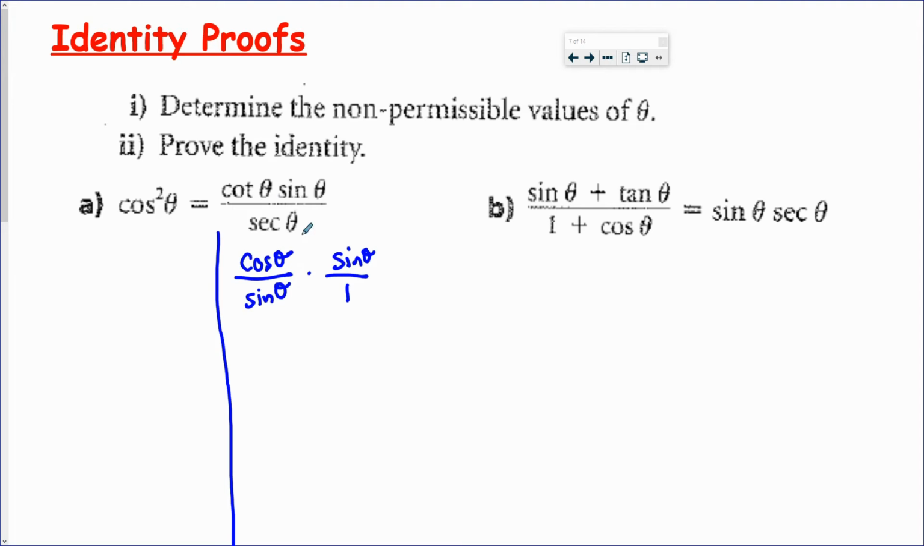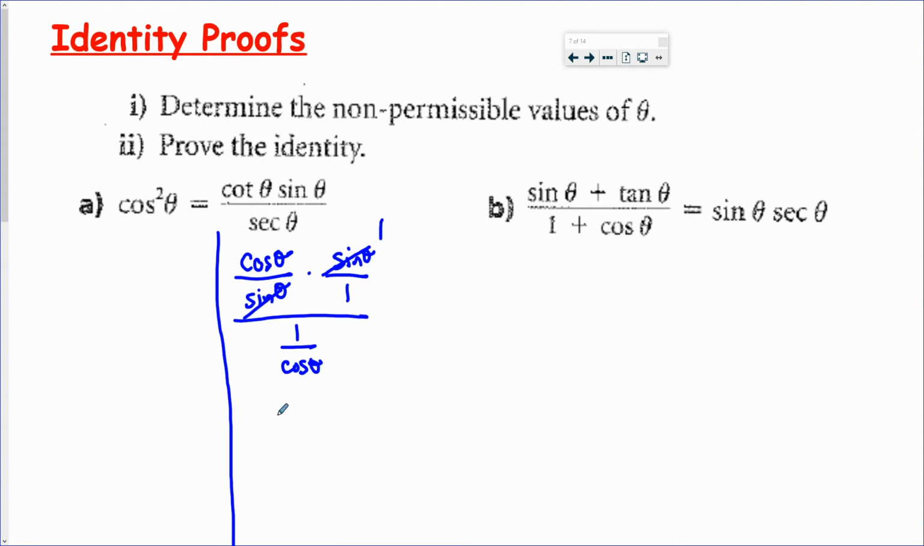Just going to write it over 1. So that's the numerator. Now in the bottom, you have 1 over cos theta because that's secant. Okay, so if I'm going to get to cos squared theta, I'm going to have to probably just multiply by the reciprocal of this. Also, I'm noticing that in the numerator, I got a sine theta in the numerator and a sine theta in the denominator. So I can cancel those out to 1.